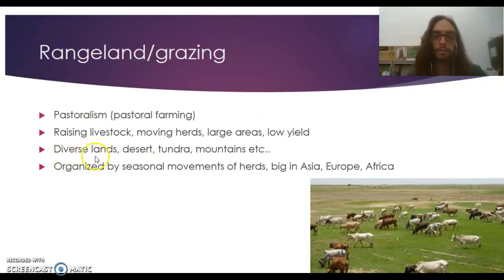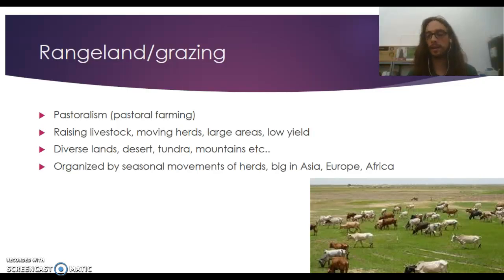It's diverse. They do a lot of rangeland grazing in all sorts of ecosystems: the desert, the tundra, the mountains, prairie lands, all sorts of places. They're organized by seasonal movements of herds. So they go to one patch of land, they eat up the grass there, and they go to another patch of land in the next season to let the previous patch grow back.